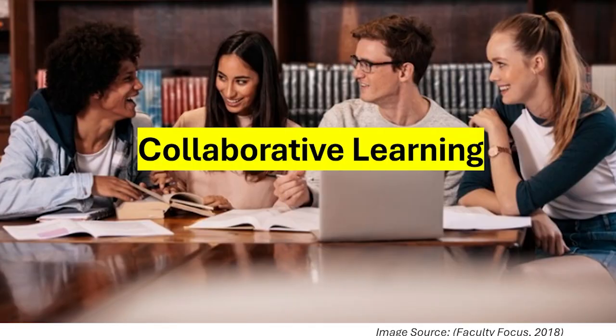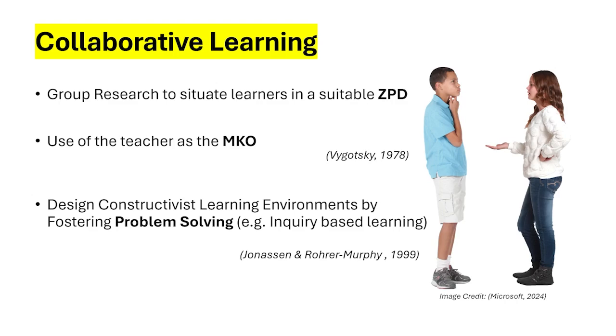Studying law has typically been an individual pursuit. However, collaborative learning can be used to support our learning outcomes. For example, situating students in their zone of proximal development and using the teacher or technology as the more knowledgeable other, and creating a constructivist learning environment through inquiry-based learning, where we identify the problem first and then look for the information to solve. This is in contrast to the study design, where students would first look for the information and then be presented with a problem.